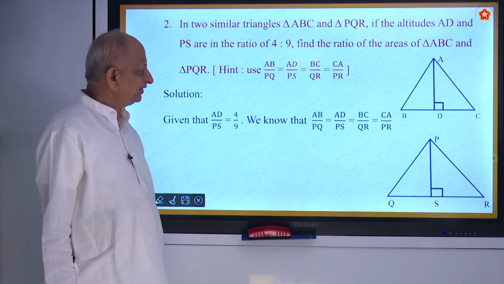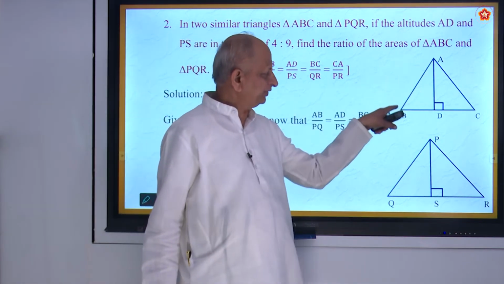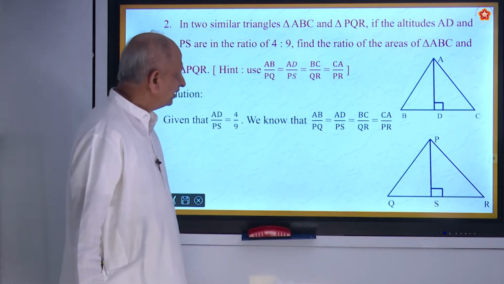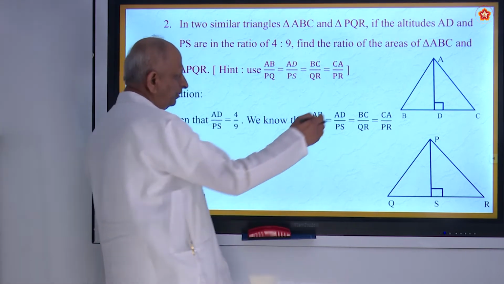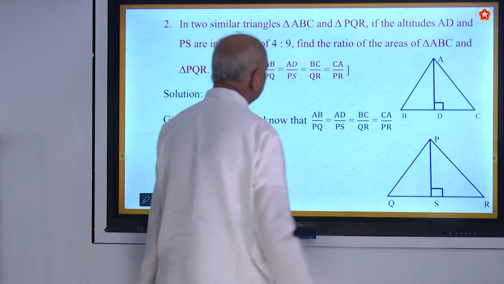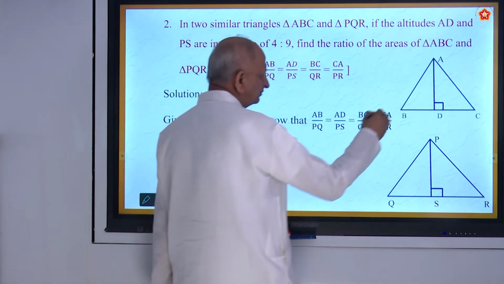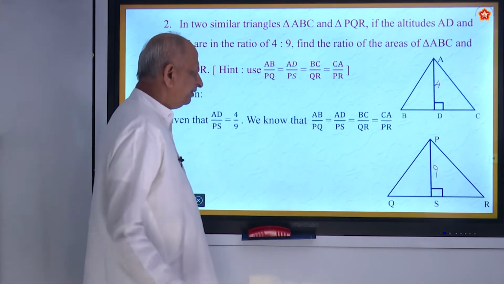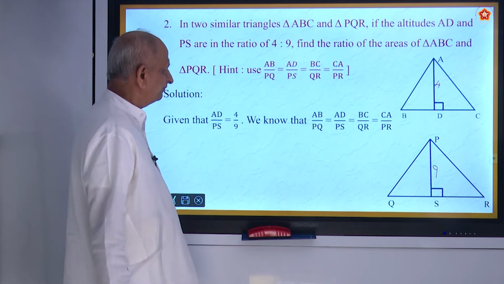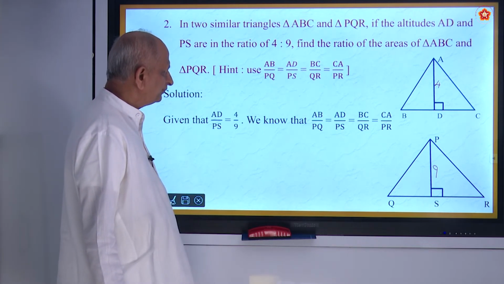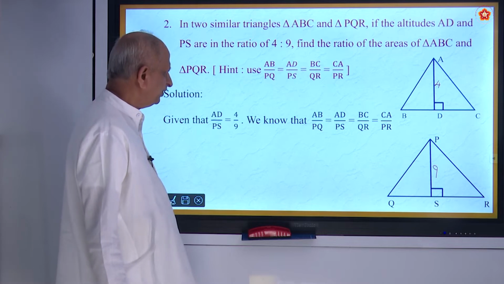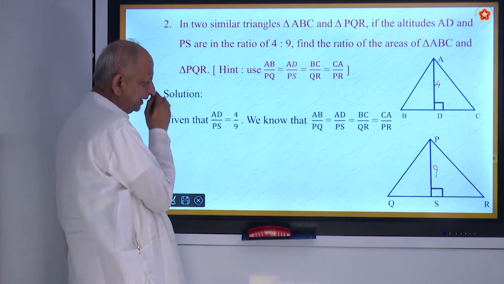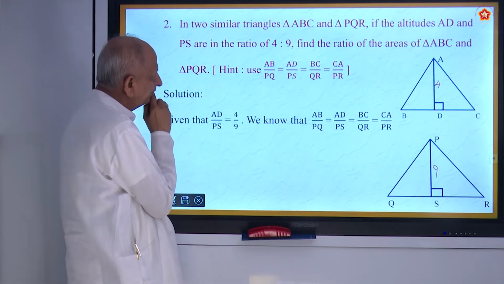If two similar triangles ABC and PQR, so these two are the triangles which are similar. If the altitudes, AD is one altitude and PS is another altitude, are in the ratio of 4:9. So this is 4, this becomes 9. Maybe multiples of 4, 4x and 9x you can take. Find the ratio of areas of triangle ABC and PQR. So given that AD by PS is 4 by 9.